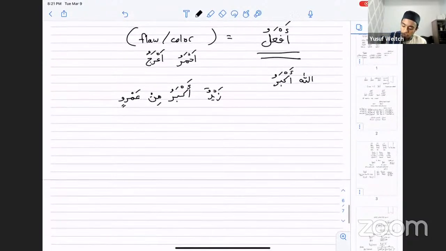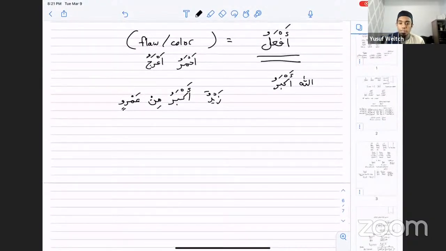Do you know any other words that have the root kaf ba ra in it? Disbelief. That would be kafara. Kufr. Oh, so this is Akbar. Okay, so Kabir means bigger, literally, or greater. It could also mean older. Right? So Zaydun Akbaru min Amr, Zayd is older than Amr.